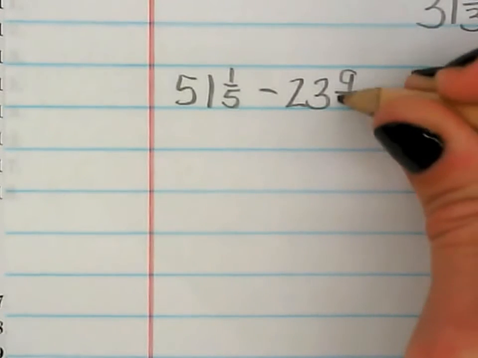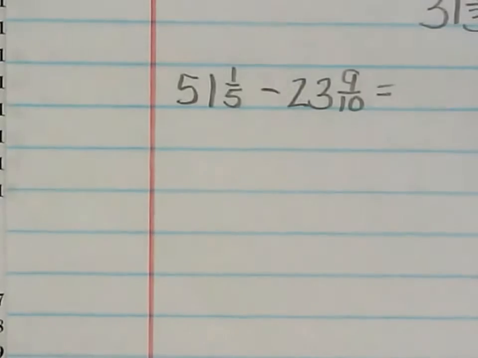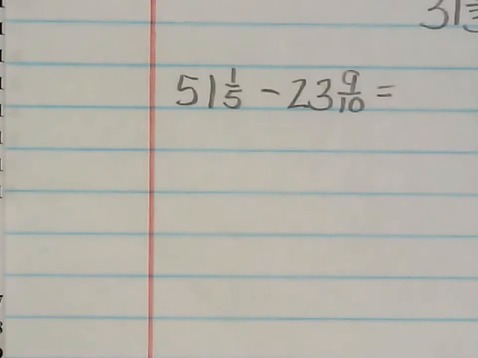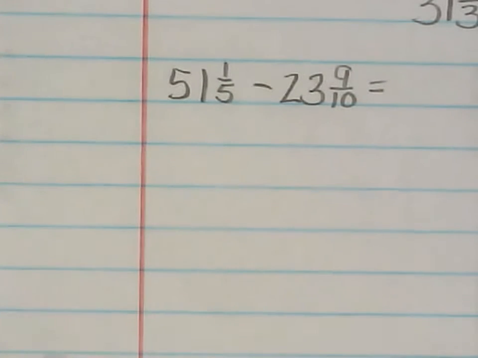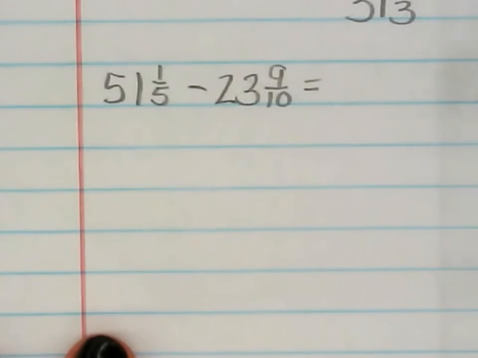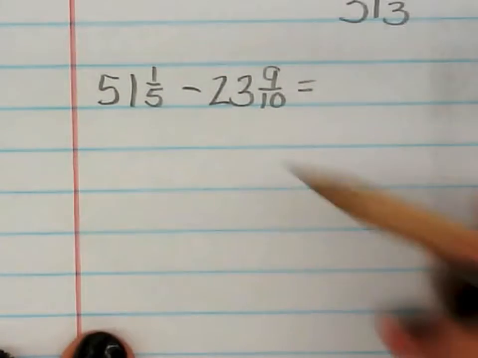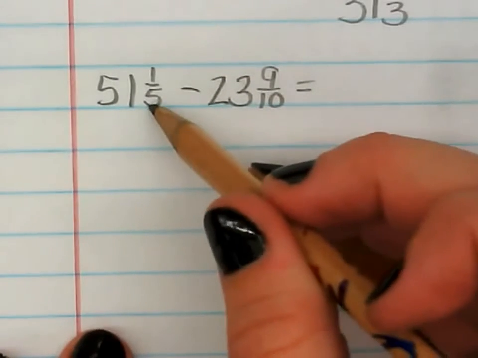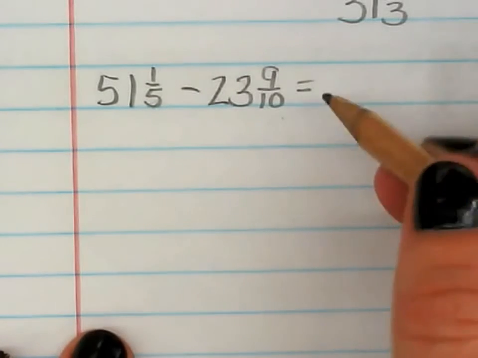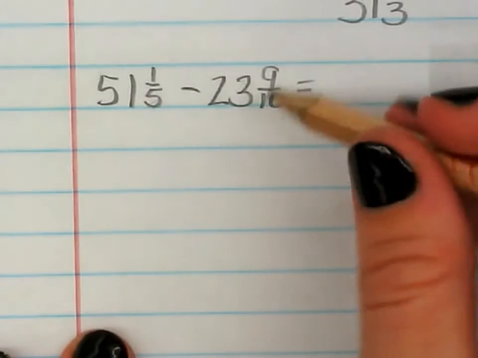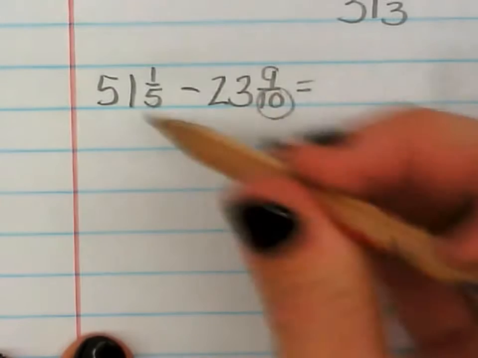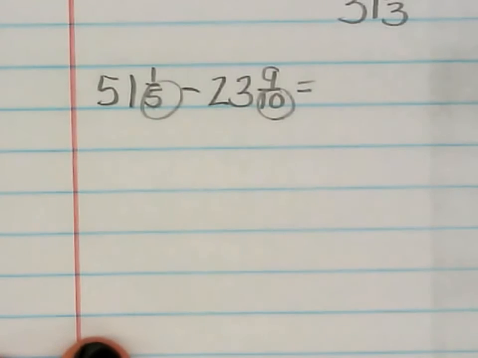So now that I have my problem, I have circled, I have underlined, I have boxed, I have evaluated an expression, and now I'm going to solve and show work. So the first thing I should notice is my denominators. I have a denominator of 5 and a denominator of 10. In order to solve this, I need to have like denominators. So I need to figure out what is going to be my common denominator between 5 and 10.